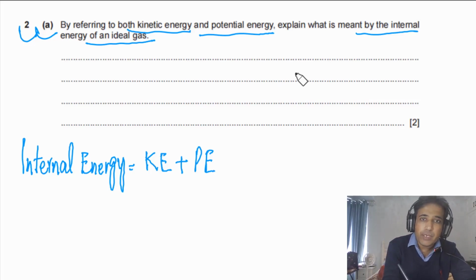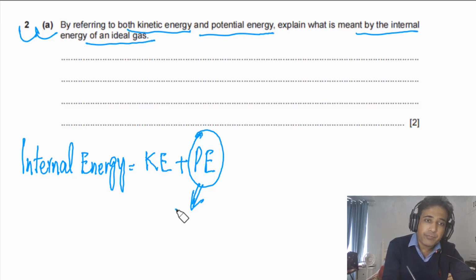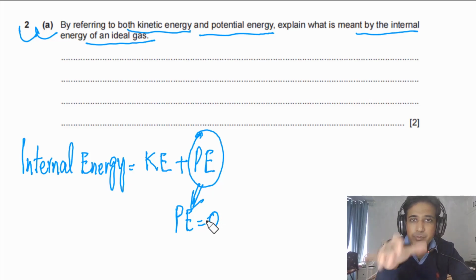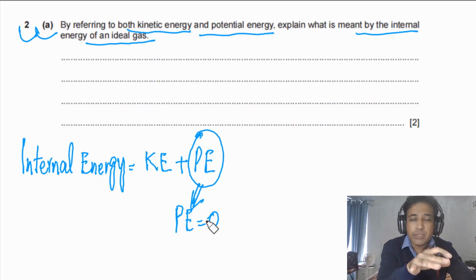Now how can we define internal energy for an ideal gas? For ideal gases we need to understand there are no intermolecular forces, no attractive forces between molecules. It means that the potential energy of an ideal gas is equal to 0. So it simply means that the internal energy of an ideal gas is equal to the sum of random kinetic energies of all the molecules in the gas. So these are the points we need to understand.